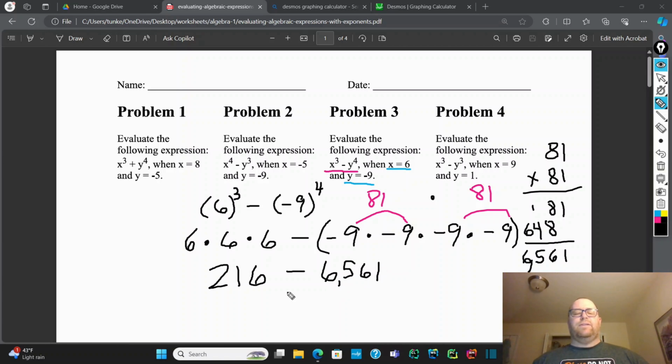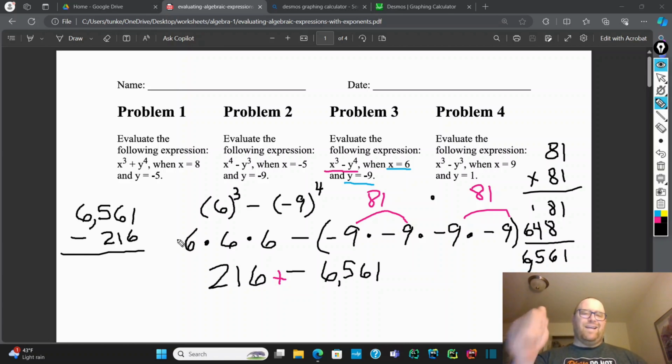Another way I can think of this is like I could change this problem into plus a negative number. So now we're adding two numbers with different signs. So we're going to do 6,561, and we're going to subtract 216. And after we finish the problem, I want to make a point about test taking with Desmos, especially for the SAT, in case you're watching. Hopefully this will be helpful.